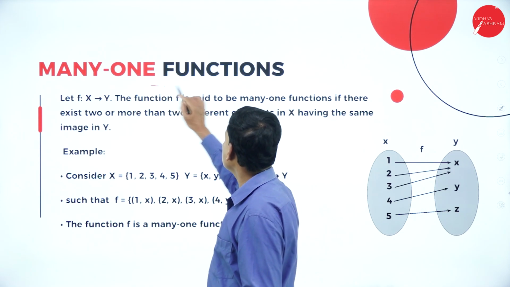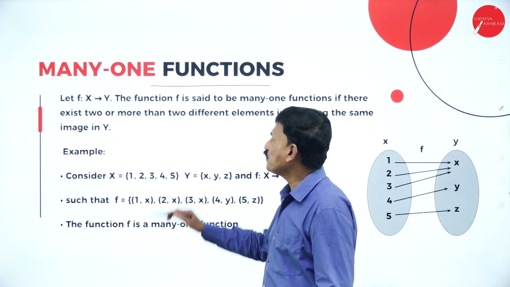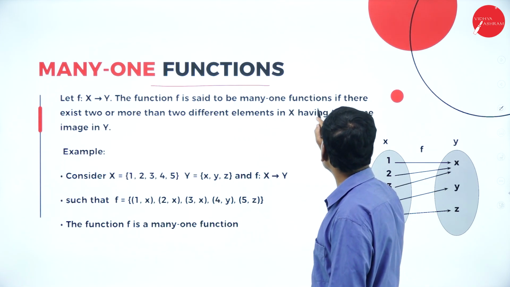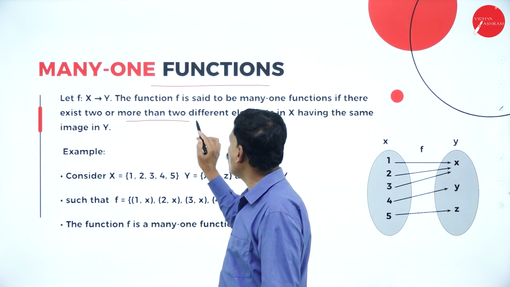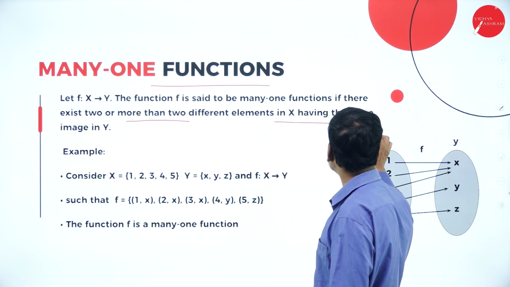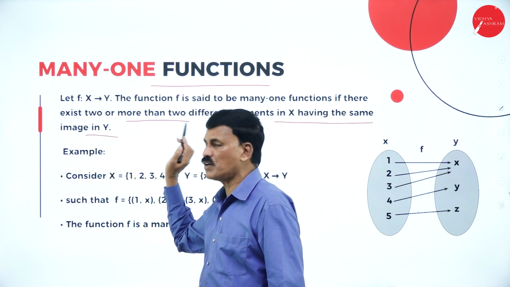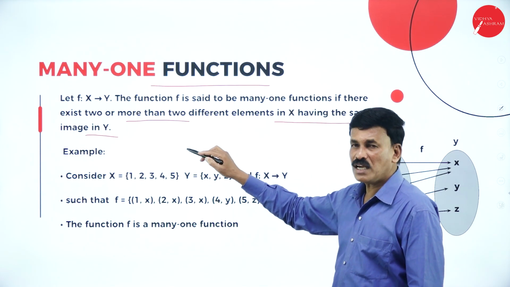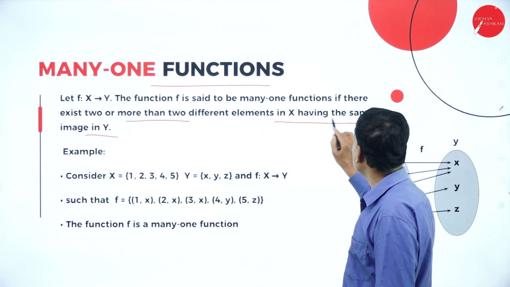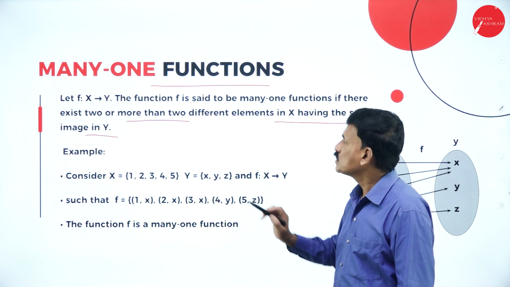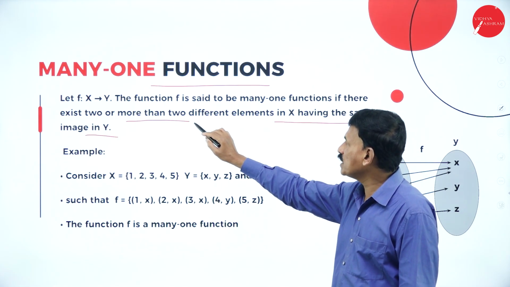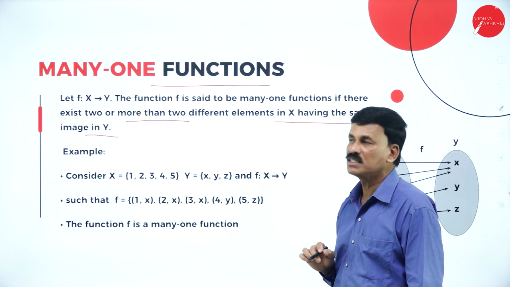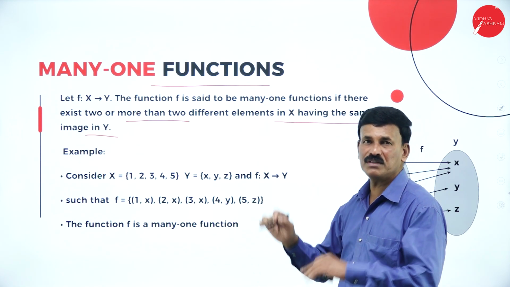Many-one functions. Many-one functions means, let f from X to Y be a function. The function f is said to be many-one if there exist two or more than two different elements in X having the same image in Y. Such a function is called a many-one function.